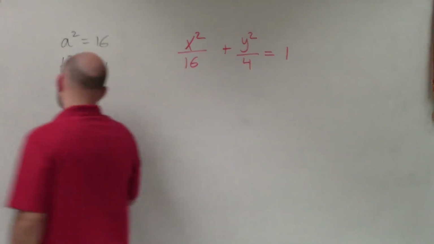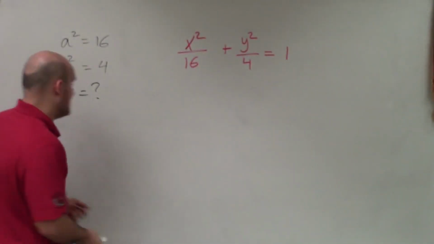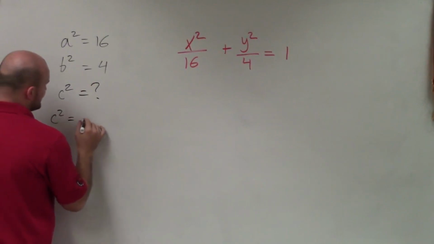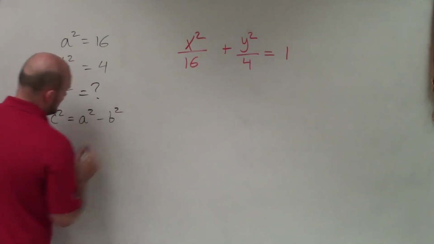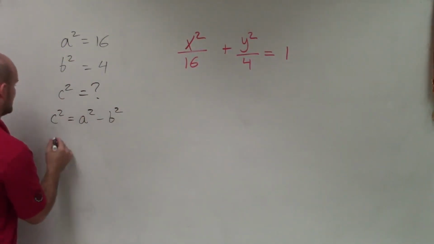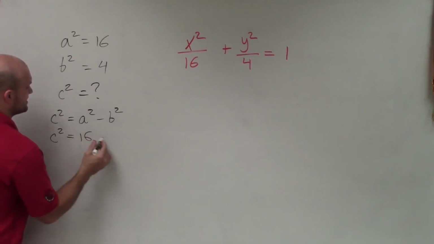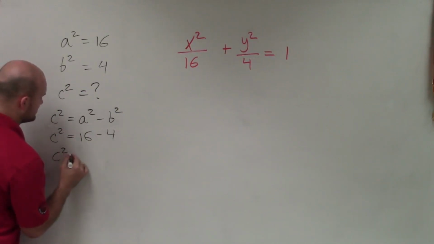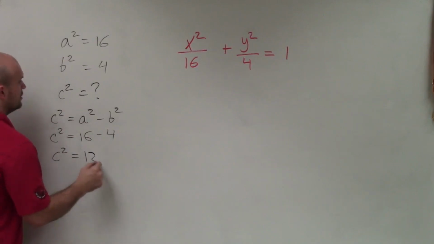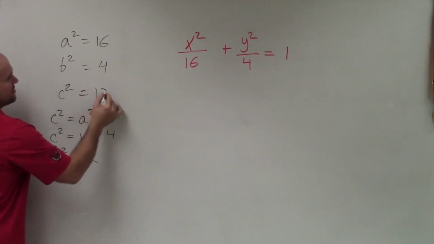Now to find c squared, we have a formula that we have to apply. c squared is equal to a squared minus b squared. All right, so now I go and plug that in. So I have c squared equals 16 minus 4. c squared is going to equal 12. So now I can just write that in there.